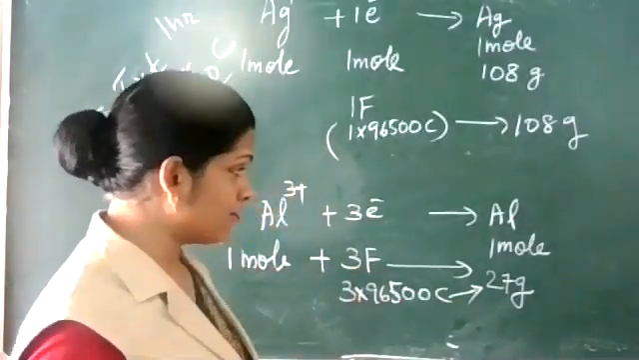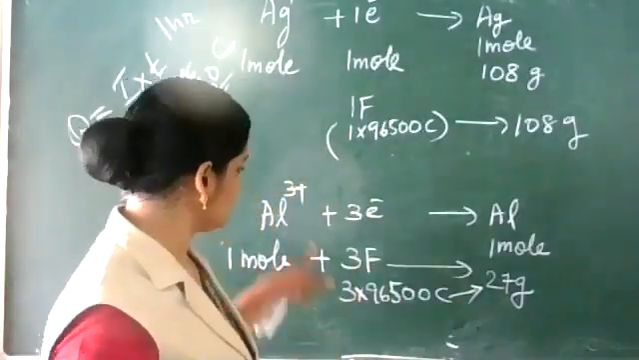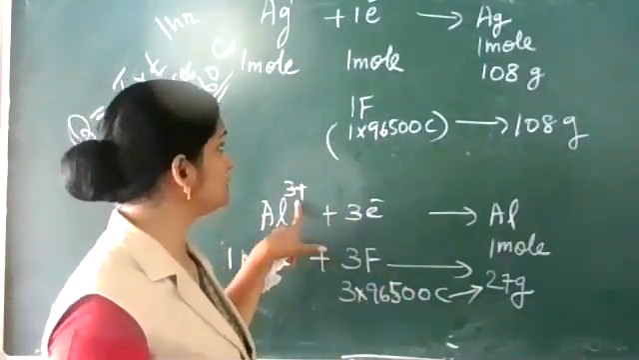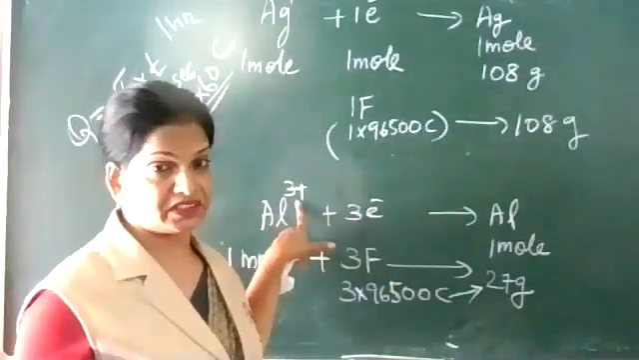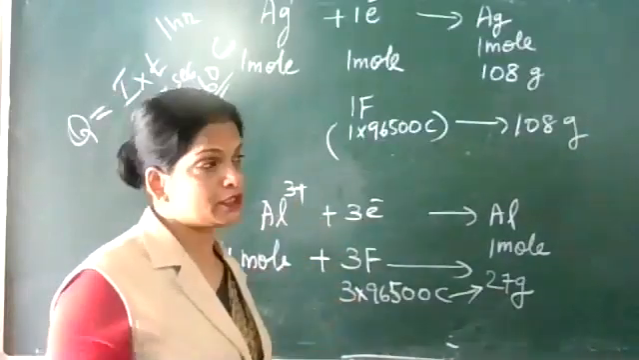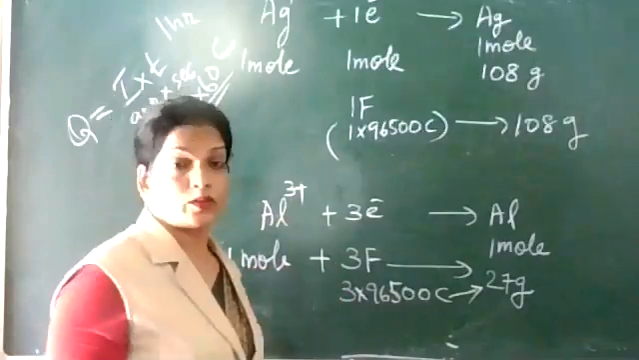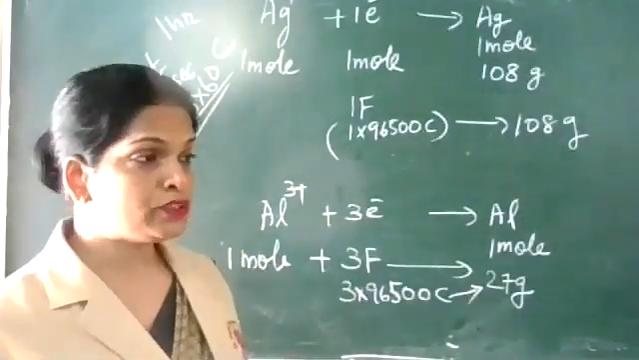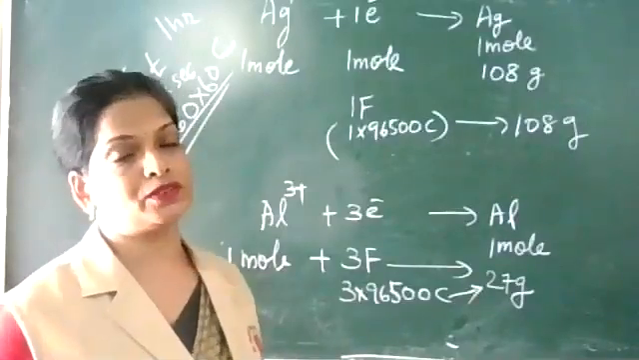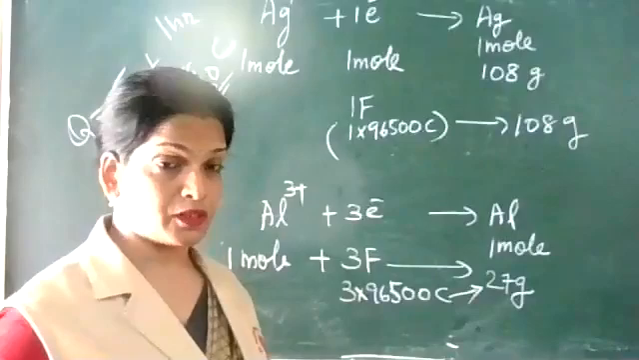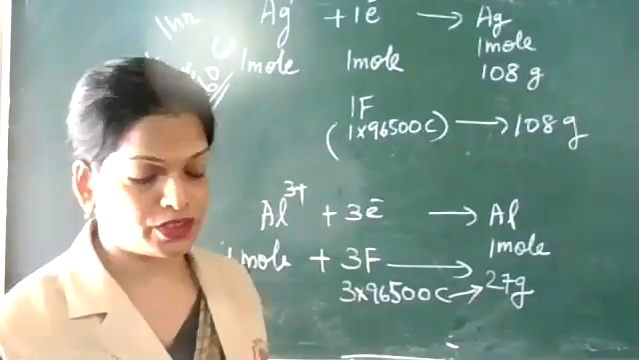So for each and every metal, write an equation like this. Aluminium 3 plus, most common oxidation state. Aluminium is 3 plus, copper is 2 plus, Mg is 2 plus, silver is 1 plus, sodium is 1 plus, like that. So what are the familiar oxidation states? And from the question you can make out the oxidation state.